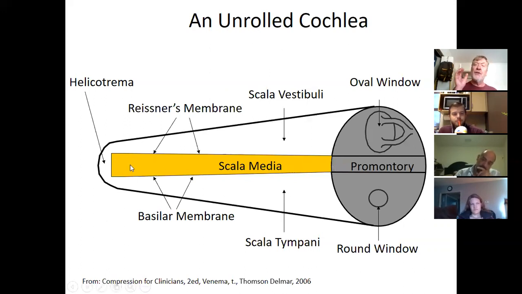Now, if you think about it, where does all sound activation begin? It begins here. And it either stops here, you hear a high frequency. If it stops here, you hear a mid frequency. If it stops here, you hear a low frequency.